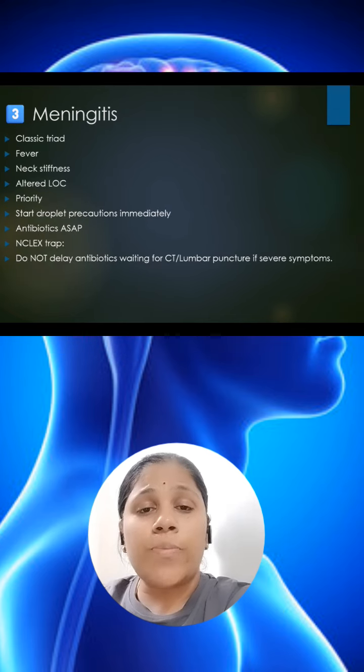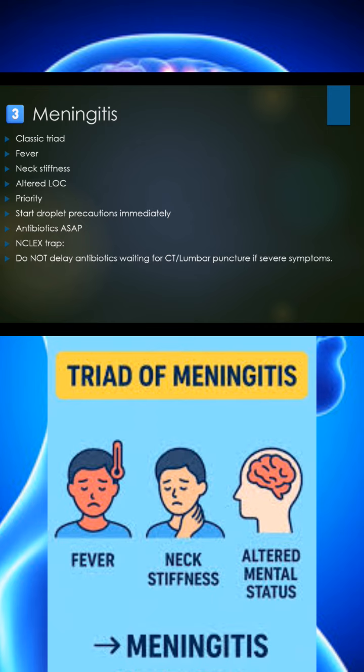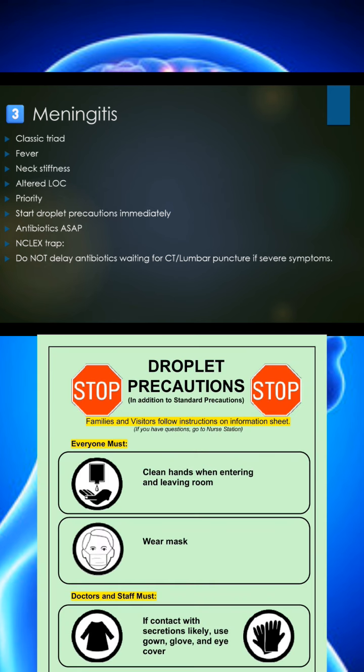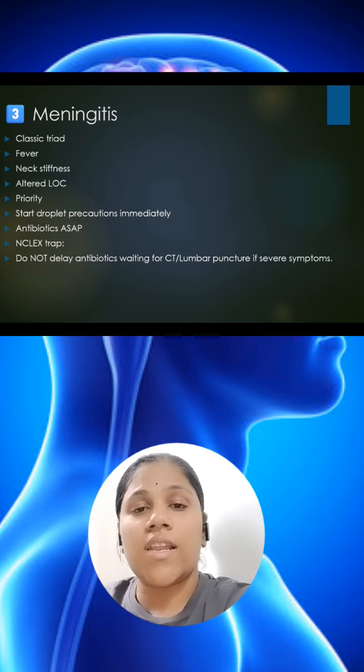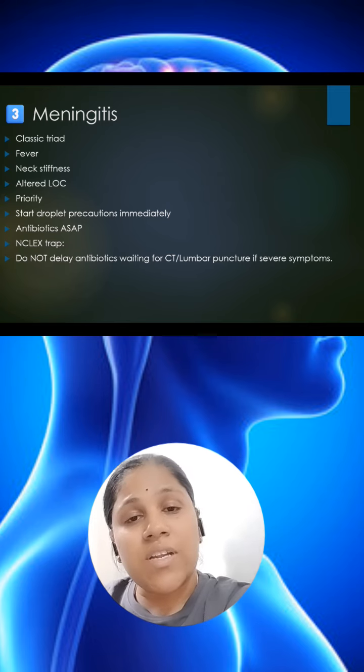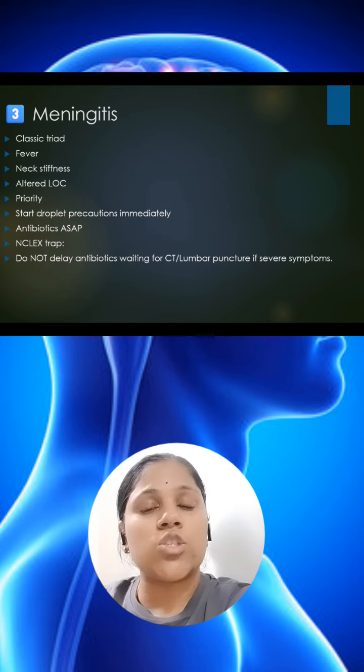And the next important topic is meningitis. Here the classic triad is fever, neck stiffness, which is called the Kernig's-Brudzinski sign, and altered level of consciousness. And the priority is that we have to start droplet precautions immediately, as it can spread to other patients, and the antibiotics have to be started as soon as possible. And the NCLEX trap which we encounter in this topic is that we should not delay the antibiotic waiting for the CT or the lumbar puncture, even if the symptoms are very severe. So the antibiotic has to be started very early.